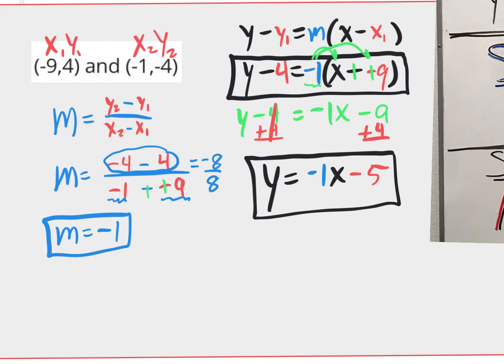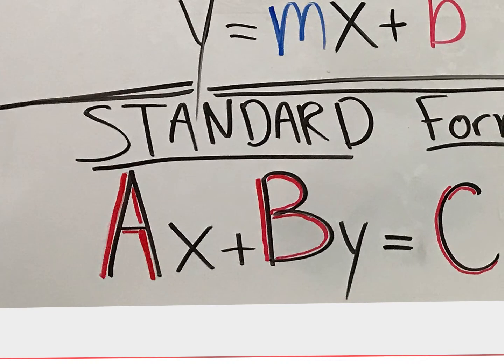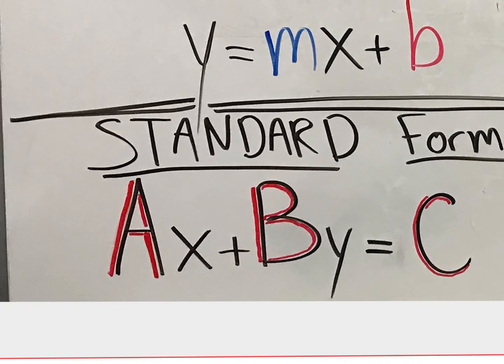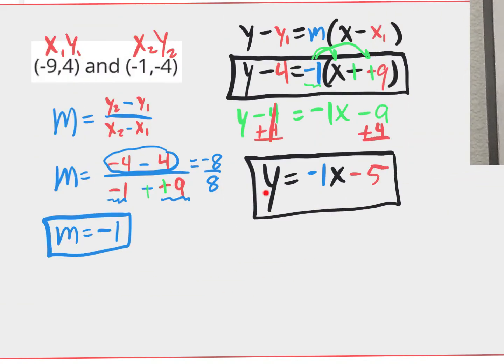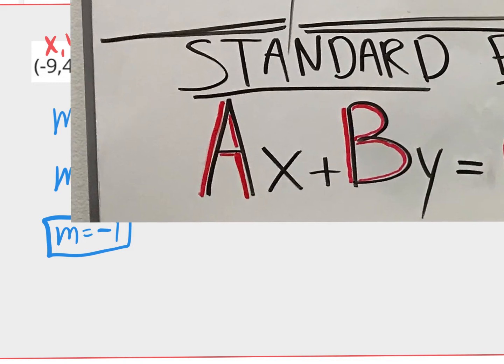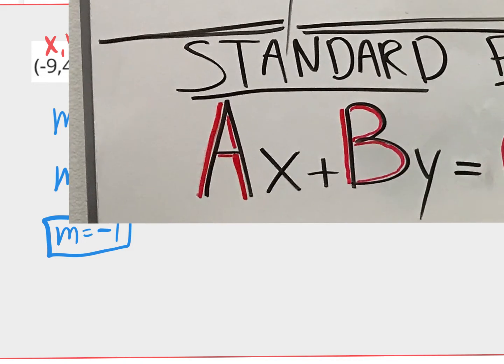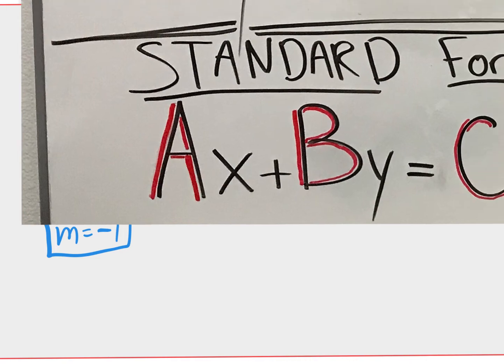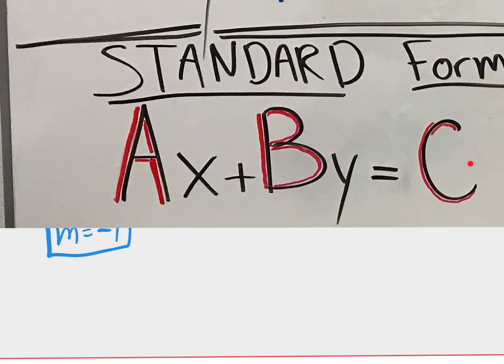Standard form is capital AX plus capital BY equals capital C. Why are they capitalized? To help you remember that you don't want decimals or fractions. And obviously, right here, we don't have decimals or fractions. So all we need to do is worry about getting the X and the Y on the left side of the equal sign, leaving our C value over here on the right side, which is just the number without a variable. So let's do that.